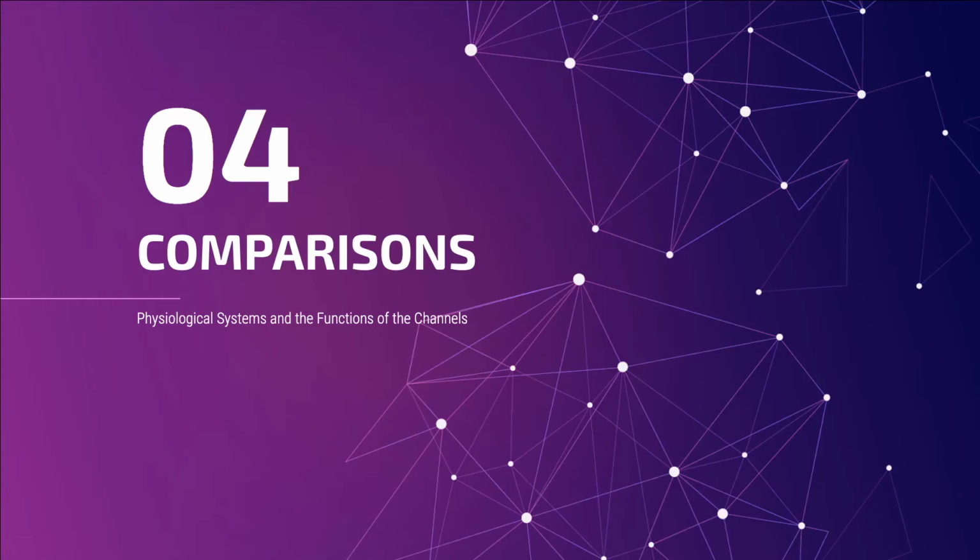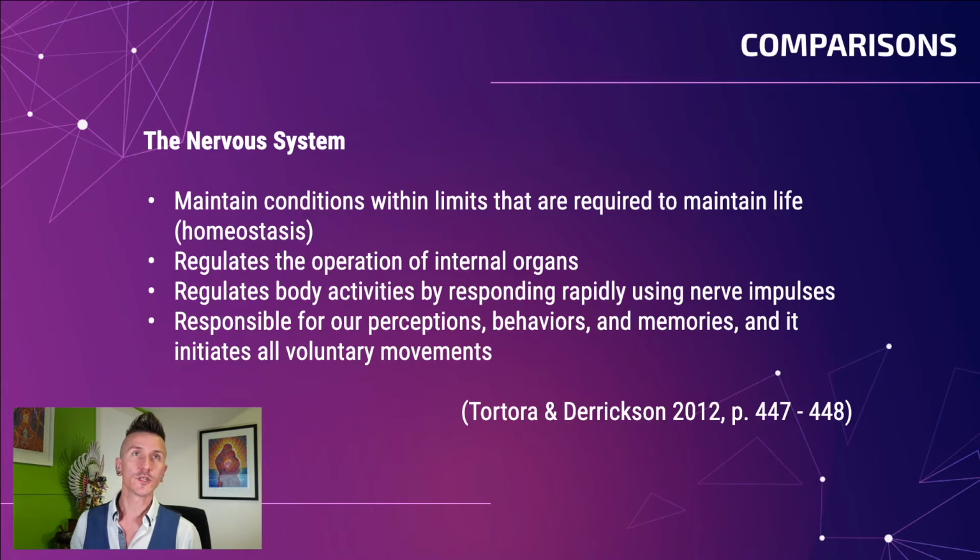Now, taking what we've looked at so far with the explanation of what the functions of the channels are, we're going to have a look at some of the physiological systems and compare them to the functions of the channels. So we've got the nervous system, which maintains conditions within limits that are required to maintain life, homeostasis. It regulates the operation of internal organs, regulates bodily activities by responding rapidly using nerve impulses. It is responsible for our perceptions, behaviors, and memories, and it initiates all voluntary movements.